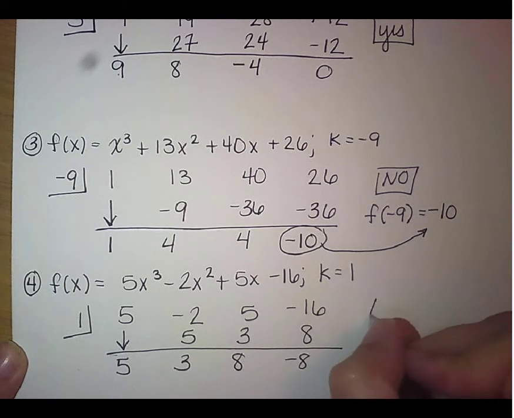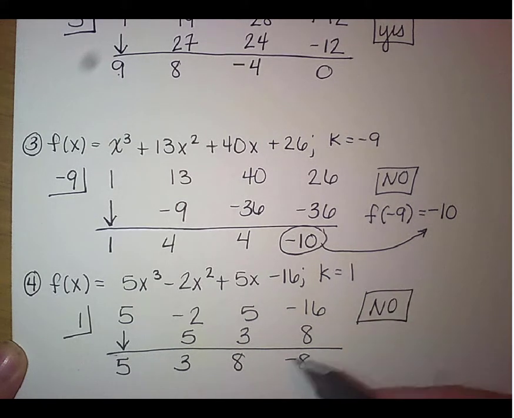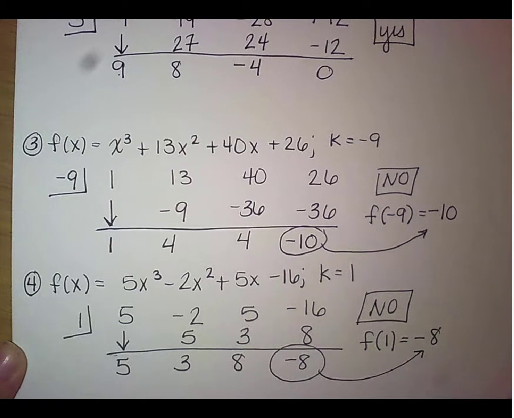So our answer here again would be no, because we didn't get 0. Remember, if this number comes out to be anything other than 0, our answer is no. And then f at 1 would equal negative 8. Again, this is what I would get when I stuck in whatever k value I was looking at. In this case, we were looking at k equal to 1, so f at 1 would be negative 8.